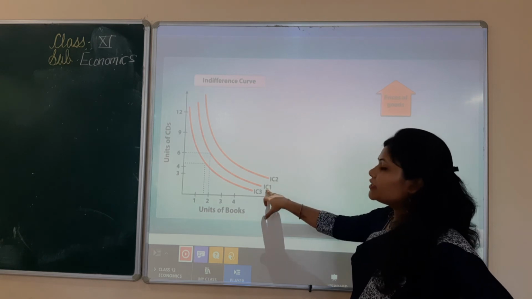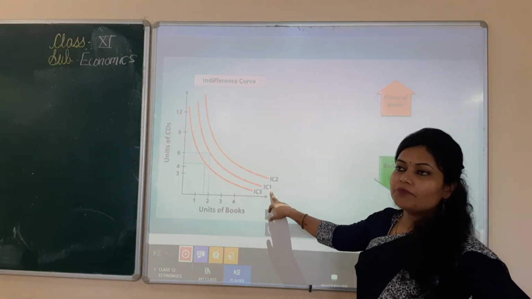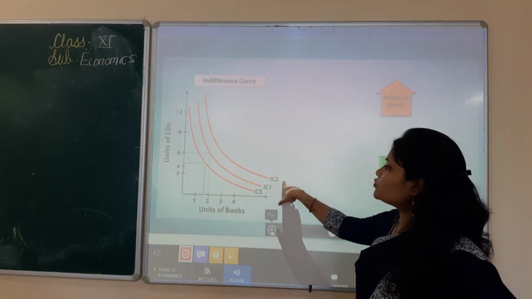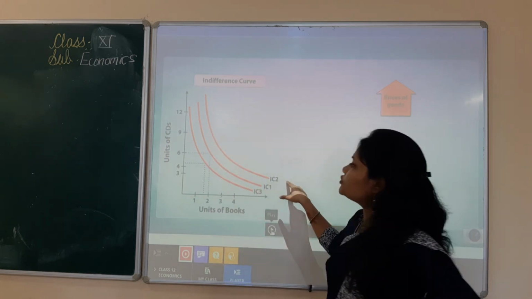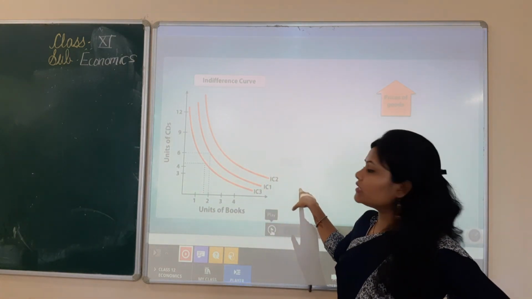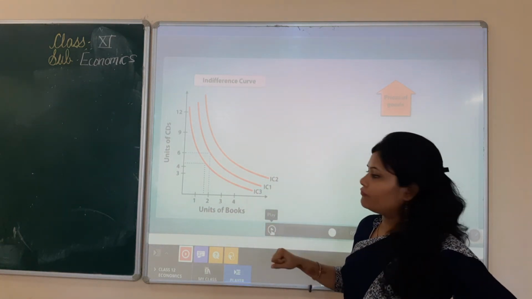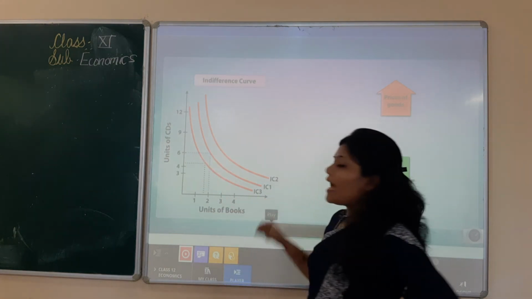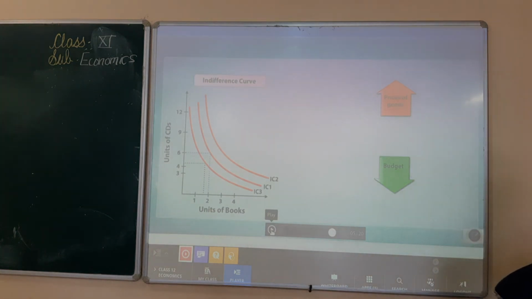If I am having 100 rupees, it will show the combination of IC1. If my income has increased, my budget is increased, say it is 200, then all the combinations which exist in IC2 show the 200 concept. If my budget has reduced to 50, so I can spend less, so it is shown by the IC3 curve. So likewise it is the same here.